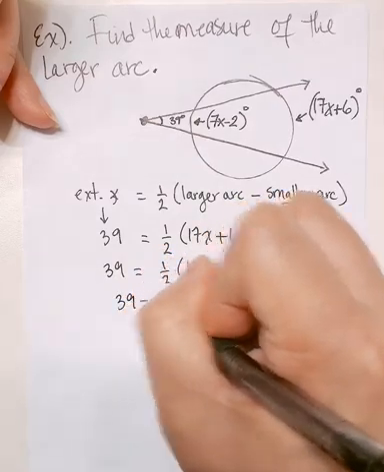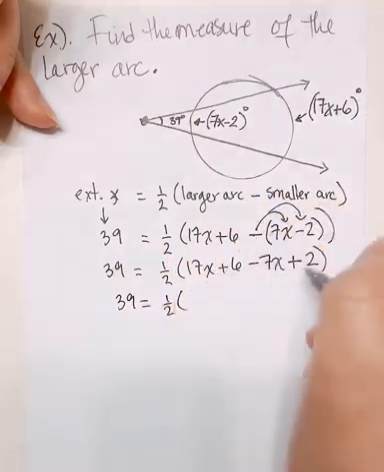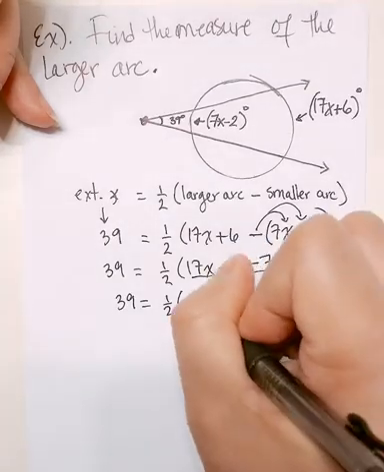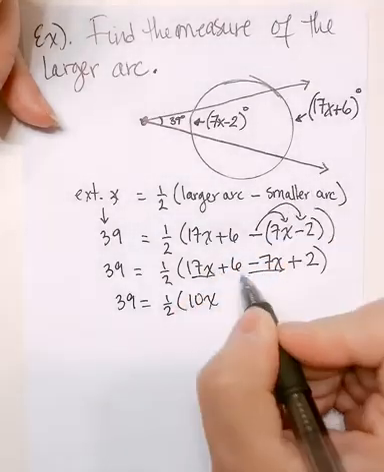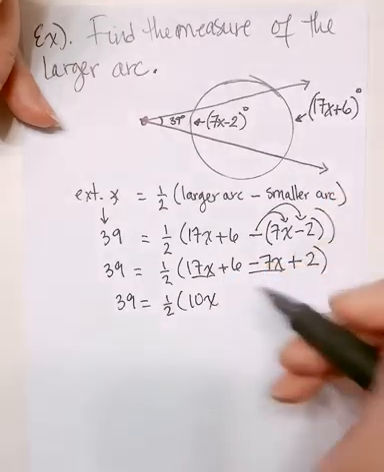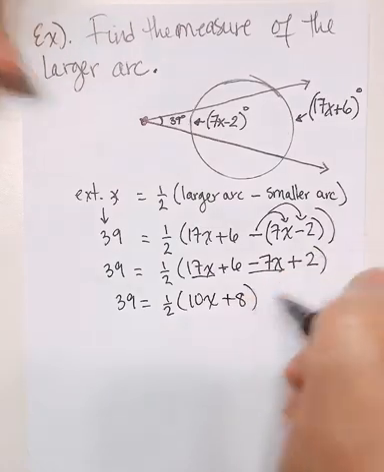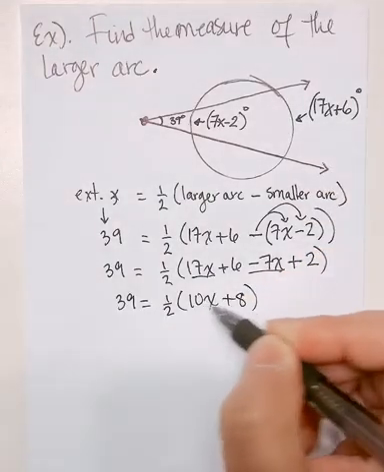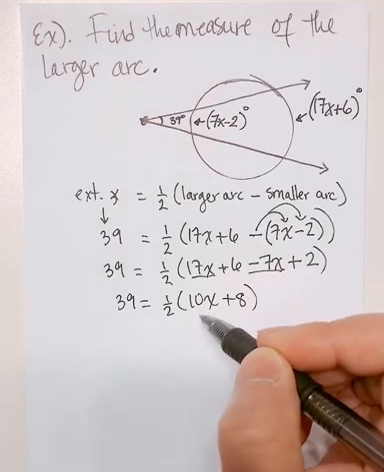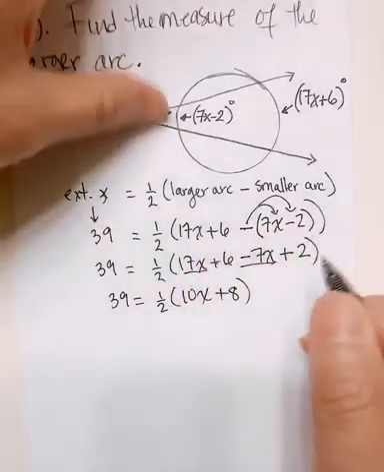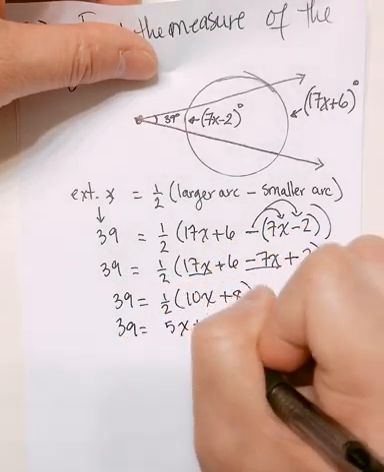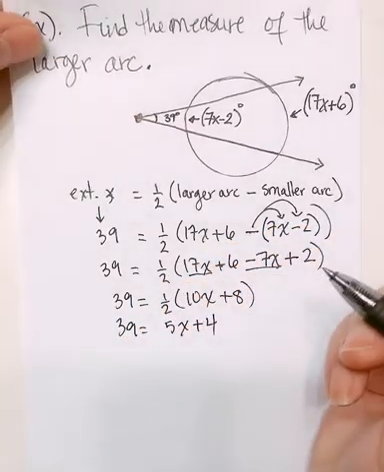Okay, so before I cut this in half, I'm going to simplify everything there. So 39 equals 1/2 of all of this. I take 17x and take away 7x, which gives me 10x. And here I have positive 6 and positive 2. I'm going to combine them, which gives me positive 8. Now, both of these are divisible by 2, so I can go ahead and divide by 2. So 39 equals 5x plus 4. I just cut everything in half, right?